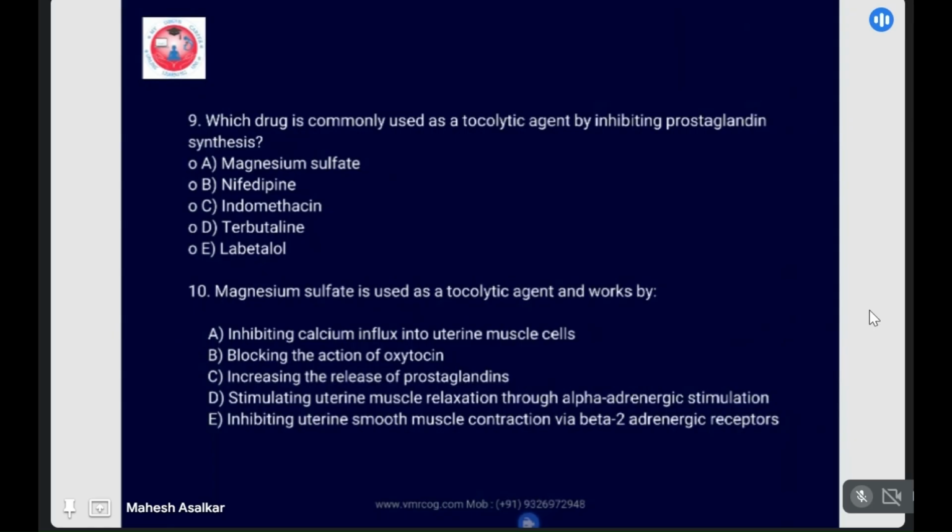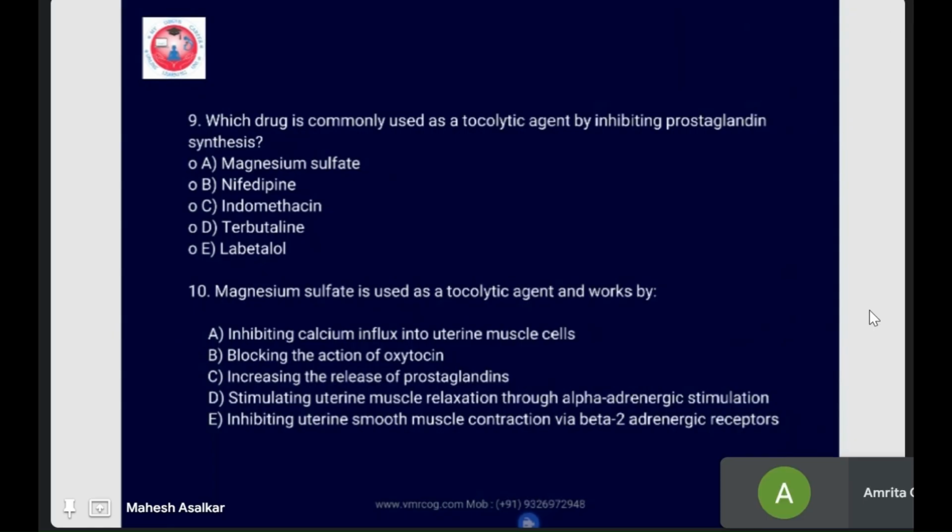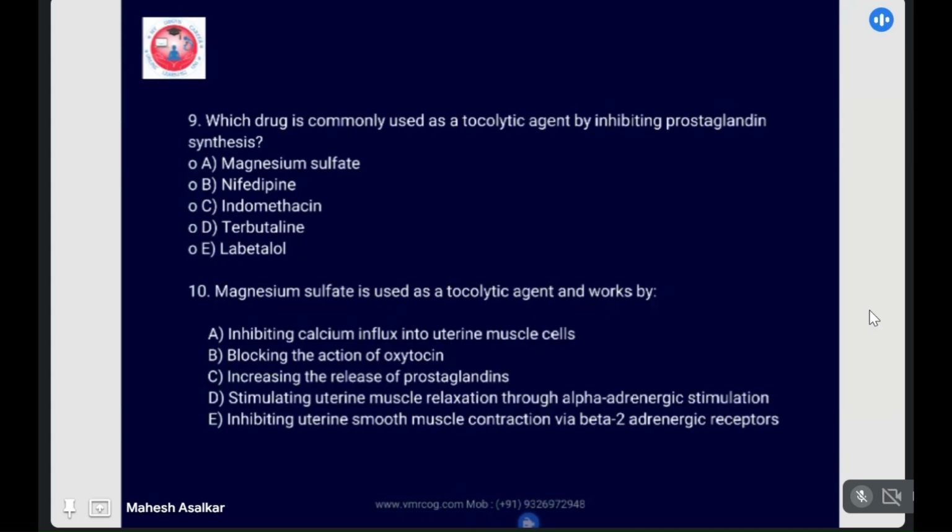Who will answer? Sinchana. Next: which drug is commonly used as a tocolytic agent by inhibiting prostaglandin synthesis? A. Magnesium sulfate, B. Nifedipine, C. Indomethacin, D. Terbutaline, and E. Labetalol. C, indomethacin. Prostaglandin synthesis inhibition.